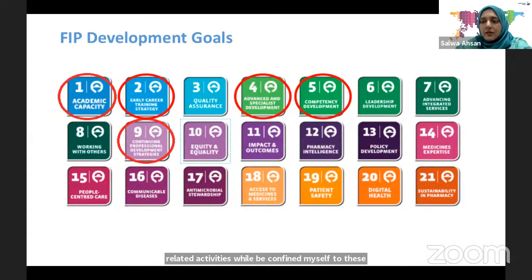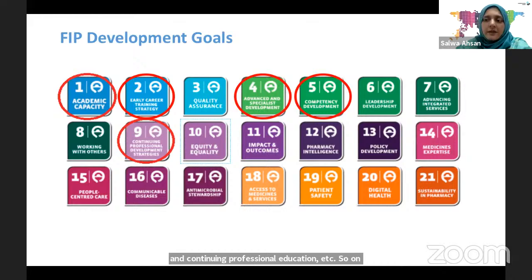Next, you should also be looking at the FIP development goals, and in this there are almost 5-6 development goals which are directly alluding towards academic excellence, early career training strategies, becoming a pharmacist in specialized fields and advanced practices, competency development and continuing professional education, etc.